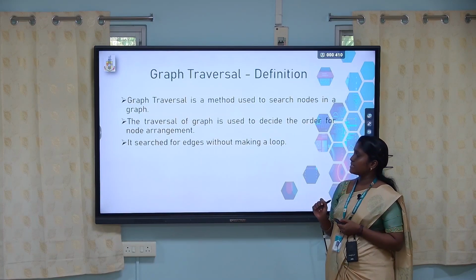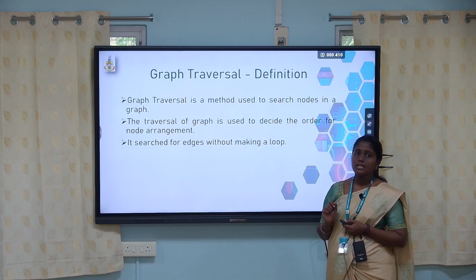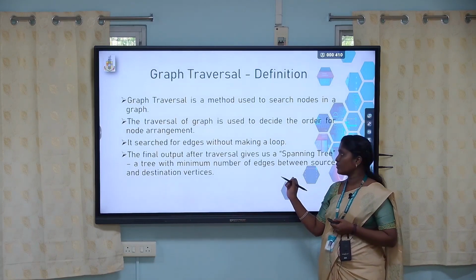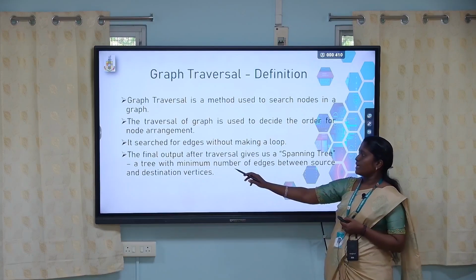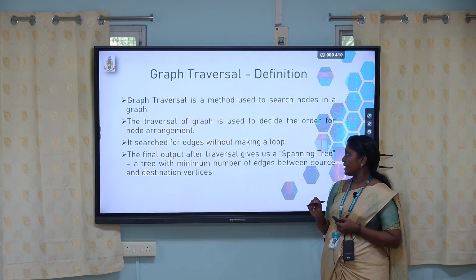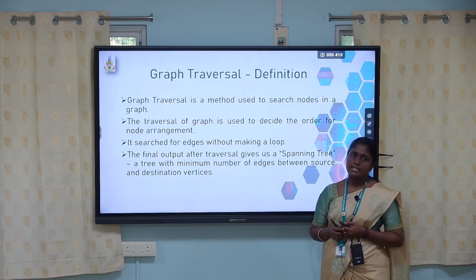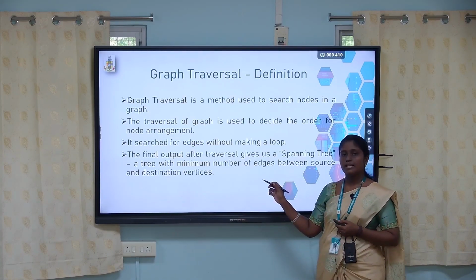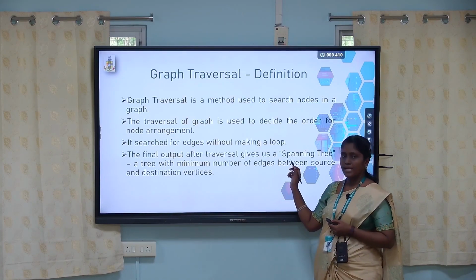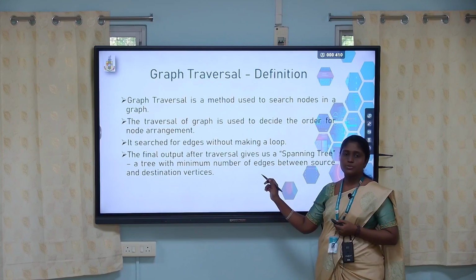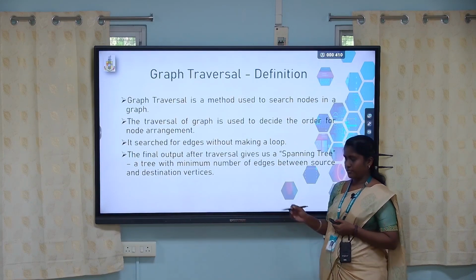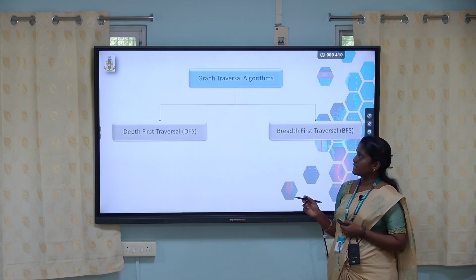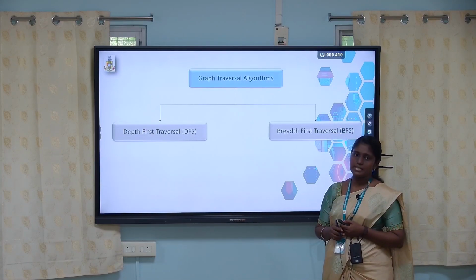It actually searches for edges without making a loop, and after traversing the graph you will get a final output, that is a spanning tree, a tree with the minimum number of edges between source and destination vertices. In all these traversal algorithms we will get the spanning tree, which will reduce the looping in our graph. Next, there are two major types: one is depth first traversal, the other is breadth first traversal.